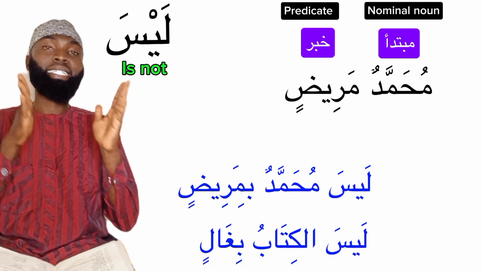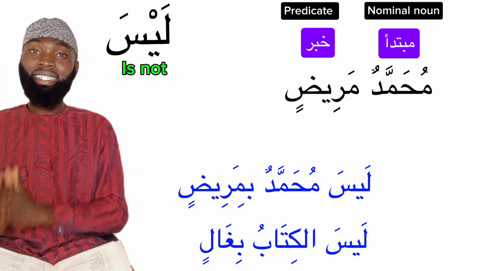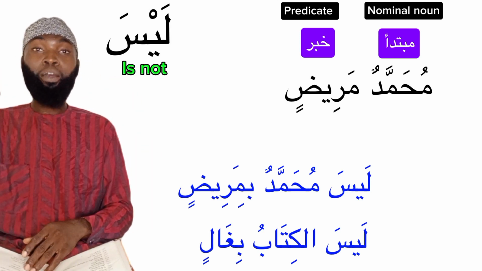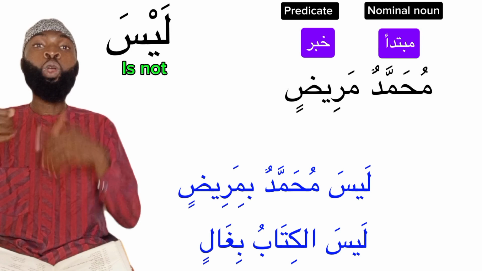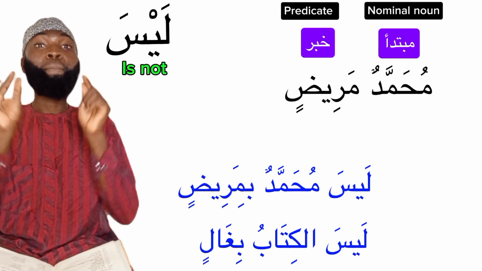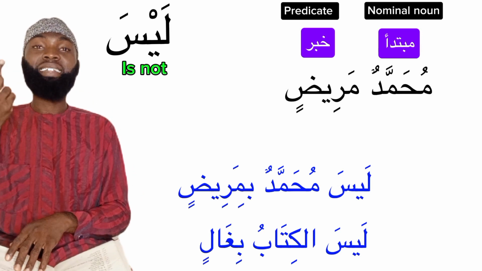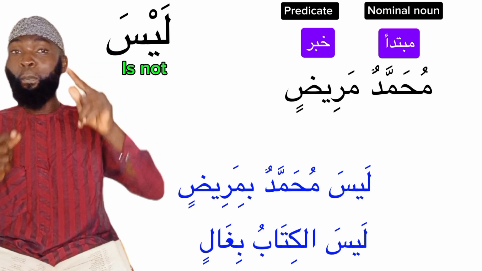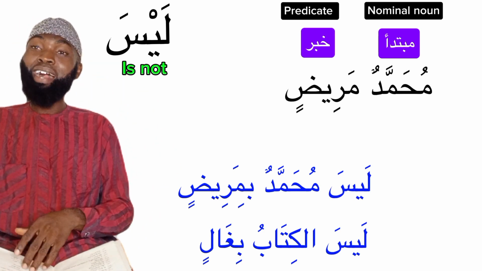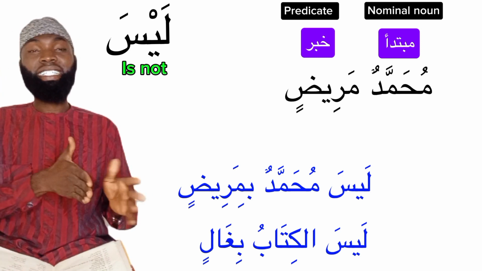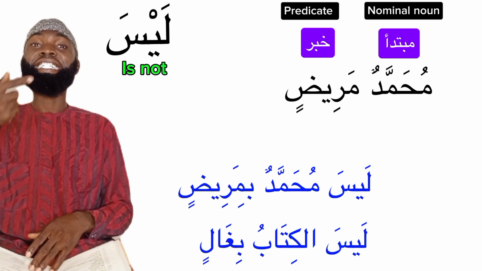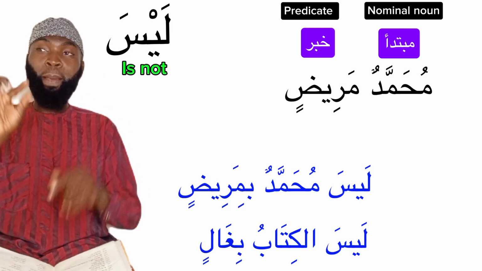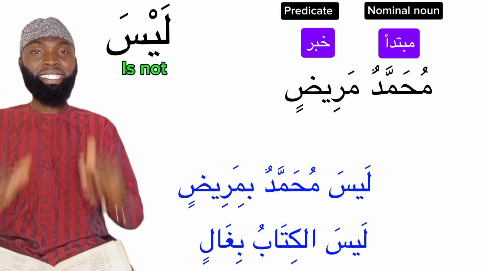Now whenever laysa is introduced to a nominal sentence, what happens is that the khabar, the predicate like the marid, will now be preceded by bi. That's why we see bi maridin. So we have laysa Muhammadun bi maridin, Muhammad is not sick. So the second sentence we also see laysal kitabu bigalin, the book is not expensive.